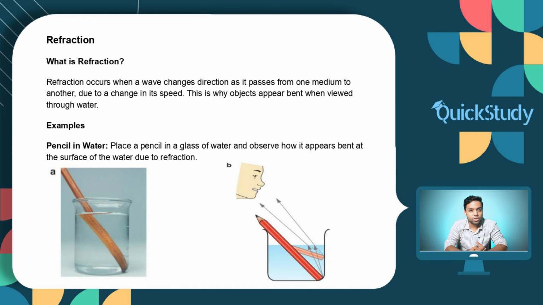On the other hand, refraction occurs when waves pass from one medium to another and change direction due to the change in speed. A fine example of this would be putting a pencil inside a jar. Place a pencil inside a glass of water and observe how it appears bent at the surface of the water due to refraction. In figure A, we can see how the pencil appears bent. In figure B, it is explained how this happens. The pencil is actually straight, but we see that it is bent due to the refraction occurring inside the water.